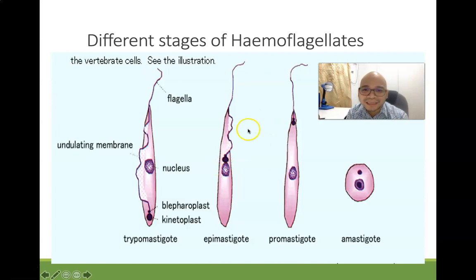There is also an undulating membrane here. So this is the undulating membrane. If you remember Trichomonas vaginalis, it also has an undulating membrane.